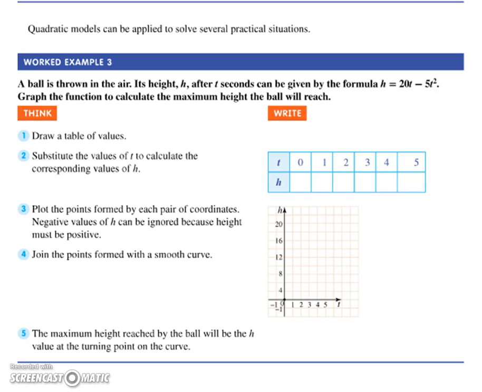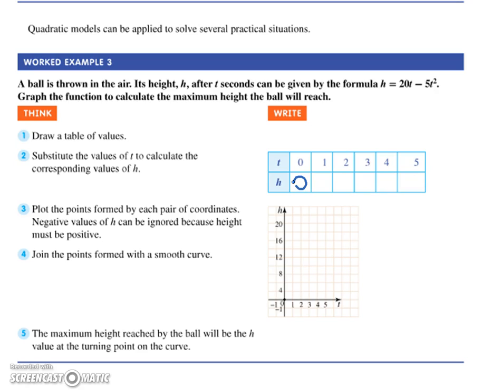It's not actually that difficult, and it doesn't matter what the practical problem is, you're still going to do it the same way we've done it. You have a formula, you have some values, you're going to substitute in. So first one, 0. 20 times 0 is 0, minus 5 times 0 squared is going to be 0. Funnily enough, after time 0, the height of the ball is 0. Should not be too much of a surprise.